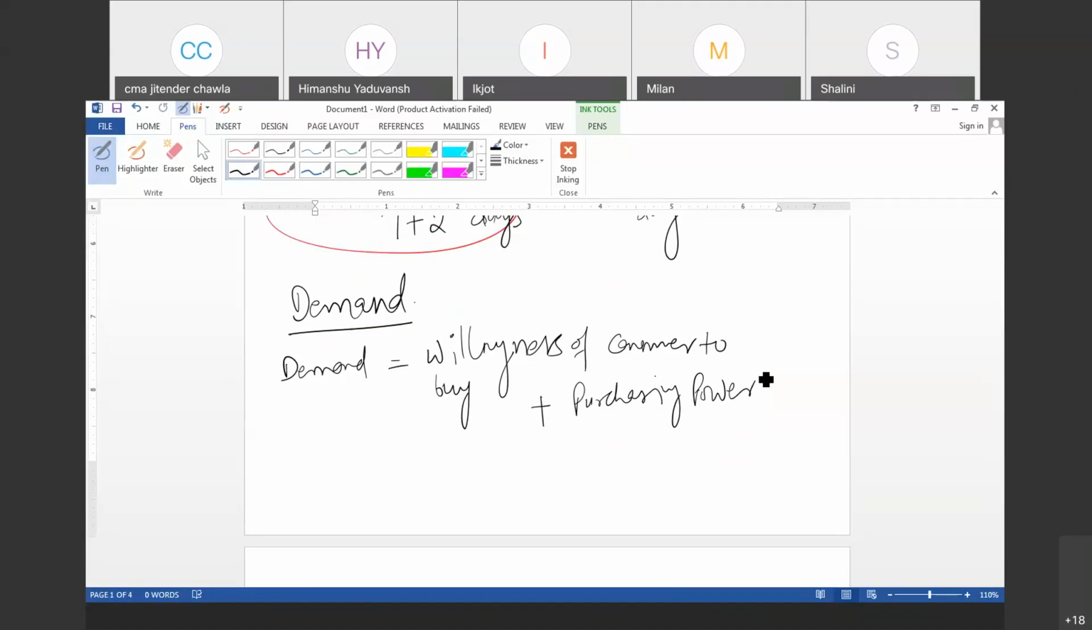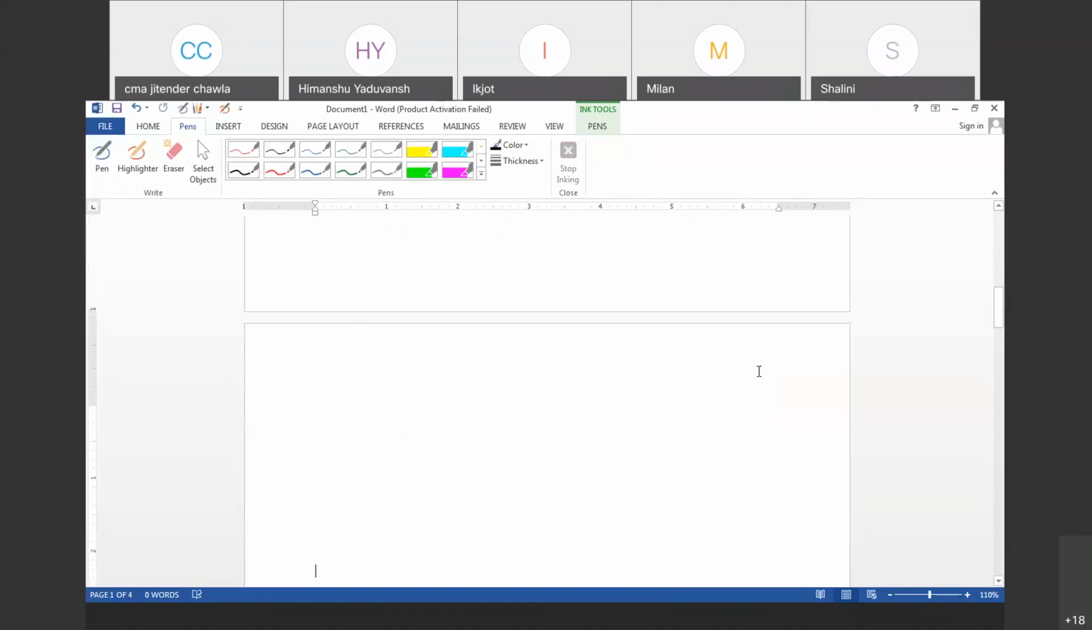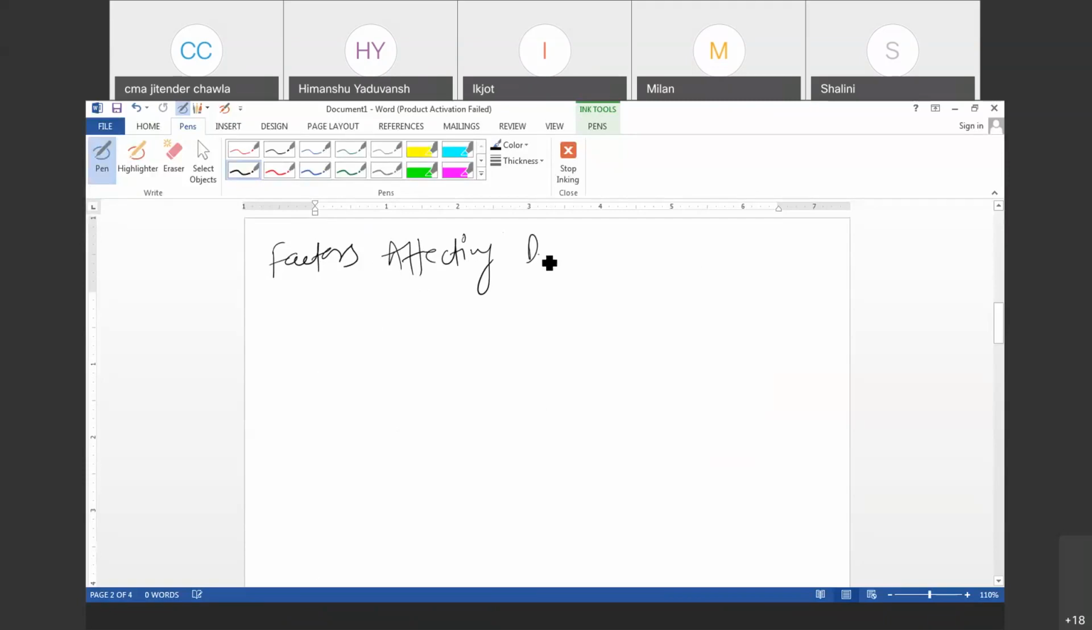Now, you can tell me what are the factors affecting demand? What are the factors affecting demand?